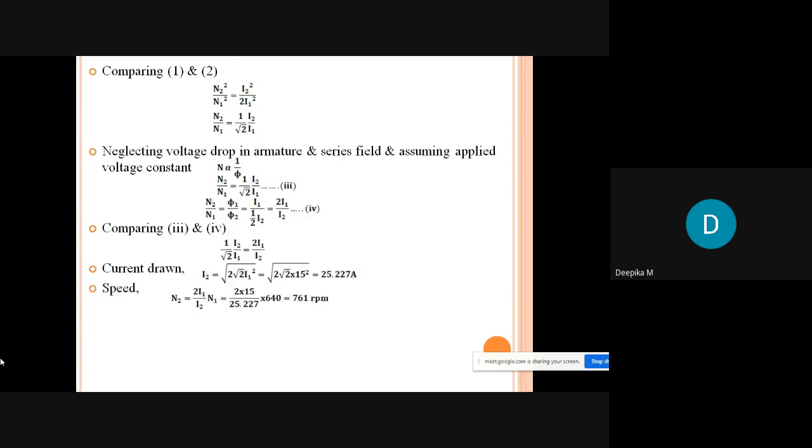Next, the speed we want. Speed is nothing but again 2 I1 by I2 into N1, by the above equation. Hence, again I1 is 15 and I2 is 25.227. Hence, we get the value 761 RPM. So, this is the speed and current when we connect another field winding of the same resistance across the motor. Hence, we have calculated the speed and current.